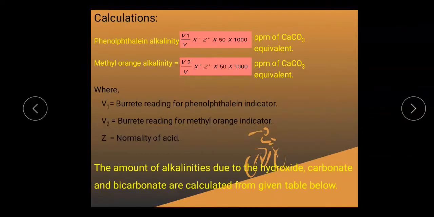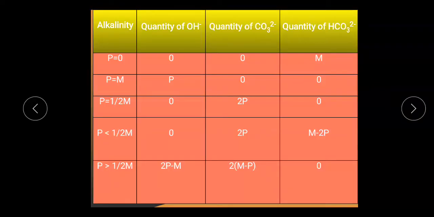Once you know the phenolphthalein alkalinity as well as the methyl orange alkalinity, we have to find out how much hydroxide, carbonate and bicarbonate ions are present. For that you need to follow the chart given here. See here: alkalinity, P is equal to 0, P is equal to M, P is equal to 1/2 of M, P is less than 1/2 of M, P is greater than 1/2 of M. And in the chart, see the quantity of hydroxide, quantity of CO3 2-, and quantity of HCO3 minus.